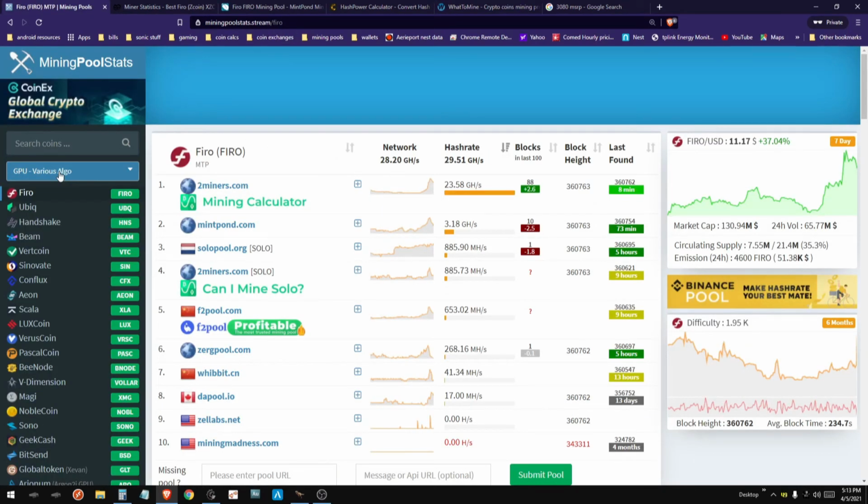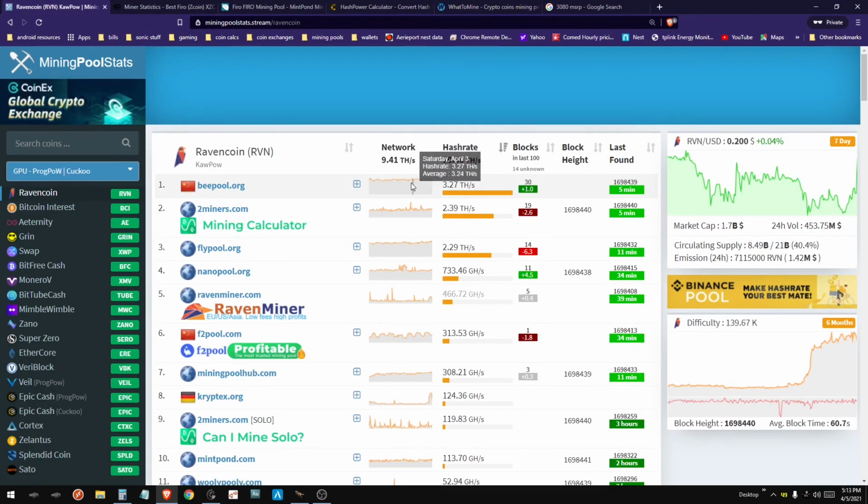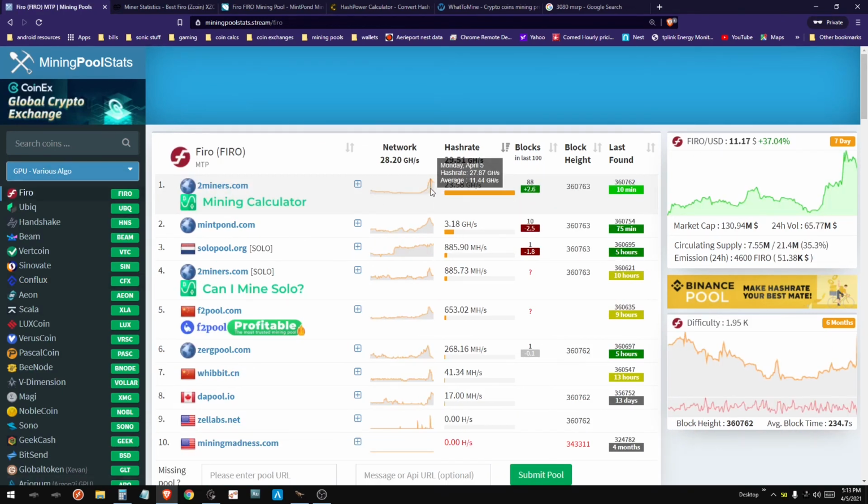Didn't seem like they came from other networks. Ethereum didn't budge this morning. Ravencoin didn't budge this morning. So they didn't leave Ravencoin. Doesn't look like they left Ethereum. Doesn't really look like they left Conflux. It's all on the Firo network. Just crazy, that much gigahash in one day.